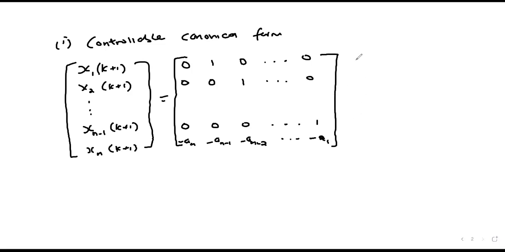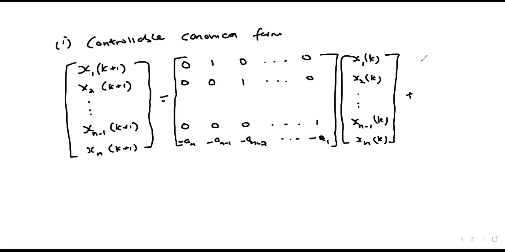Multiplied by x1(k), x2(k), all the way up to x(n-1)(k) and xn(k), plus the matrix H, which will be a matrix of all zeros apart from the last term, 0, 0, 0, 1, multiplied by u(k). That is the state equation.